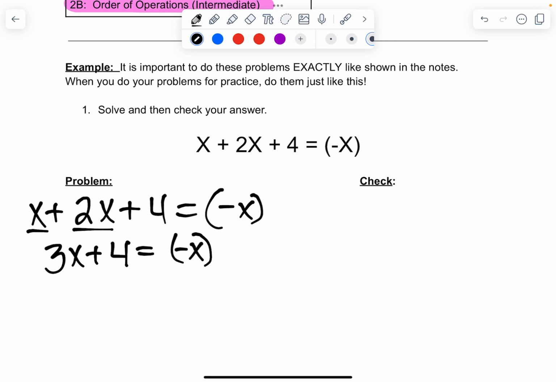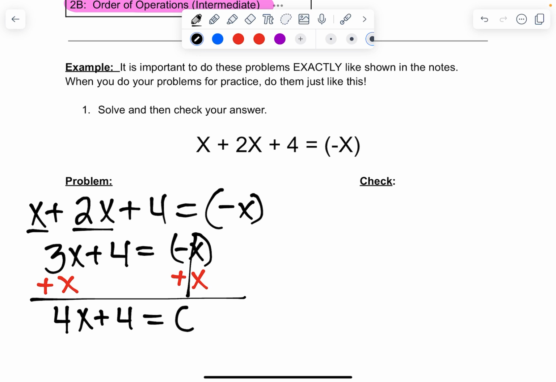Now there's multiple ways of doing this. I tend not to like to work on negative numbers. So what I'm going to do is add x to each side. And when I do that, this cancels. So I end up with 4x plus 4 equals 0. You need something on that other side, so let's make it a 0.